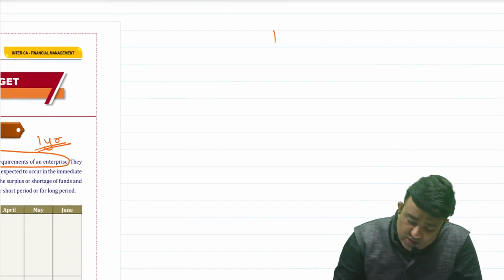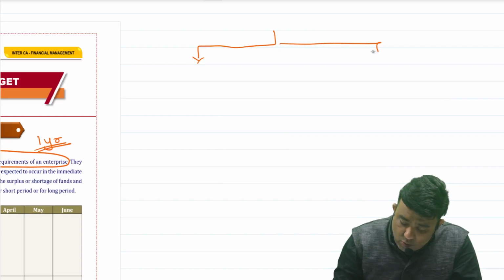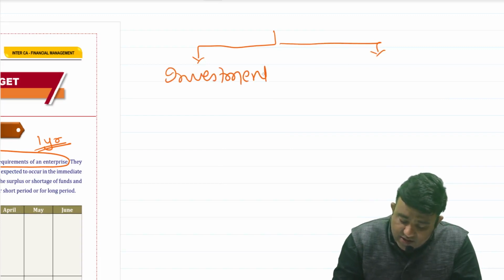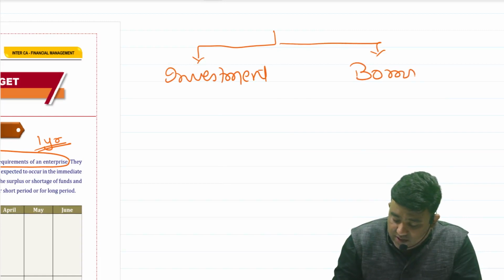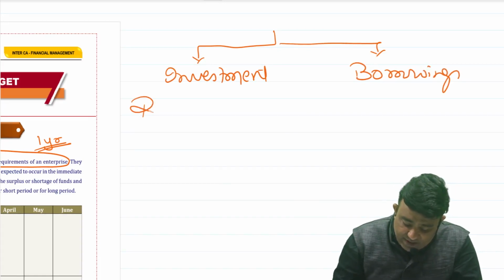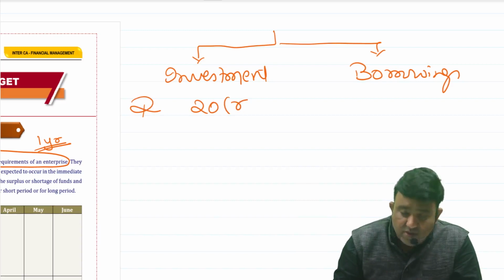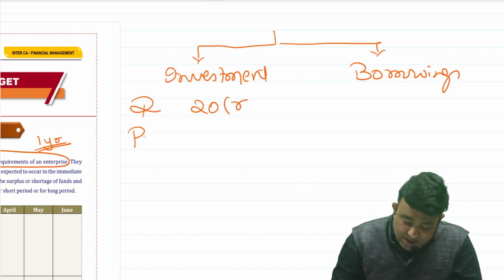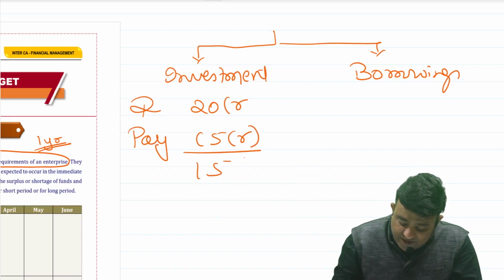Doubt, why do we prepare cash budget? Only two reasons, student. One is investment planning, another is borrowing planning. For example, if I predict the receipts will be 20 crore in the upcoming month and payments will be 5 crore, then I do have 15 crore which is an excess balance, student.